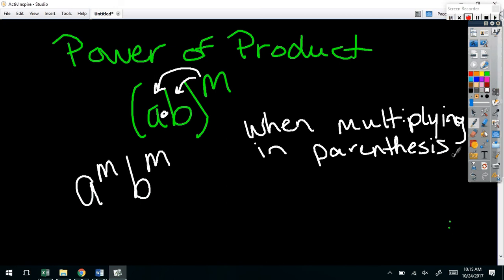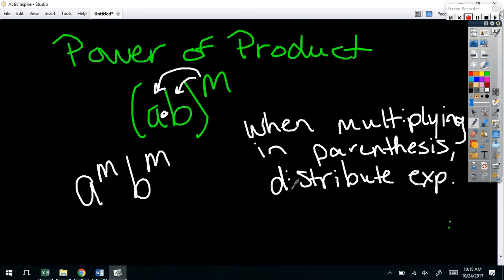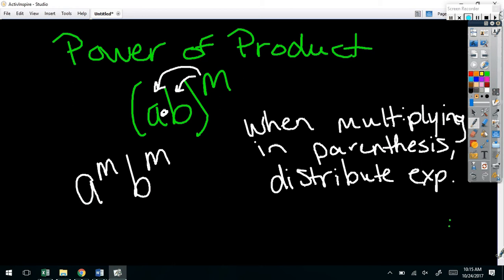So you have like an X in there. Or, I mean, you could distribute first. It doesn't matter which one you do first. When multiplying in parentheses, you can distribute the exponent. You have to distribute to simplify. When y'all get that copied, I'll show you an example. And I'll put some numbers in there. Hold on.